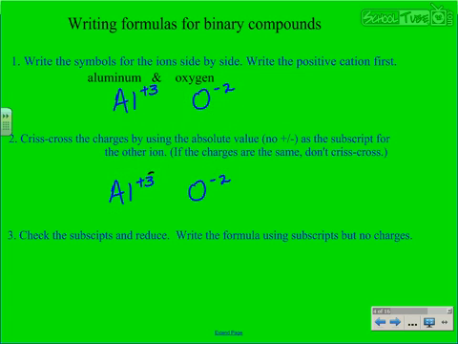So we take the absolute values of the charges. Don't worry about the positive or negative, but we take the 3 from the aluminum, and it becomes the subscript for the oxygen. Then we take the 2 from the oxygen, and it becomes the subscript for the aluminum. Al2O3. You write the formula using the subscripts, but you leave the charges off. That's it. What is it? Aluminum oxide.